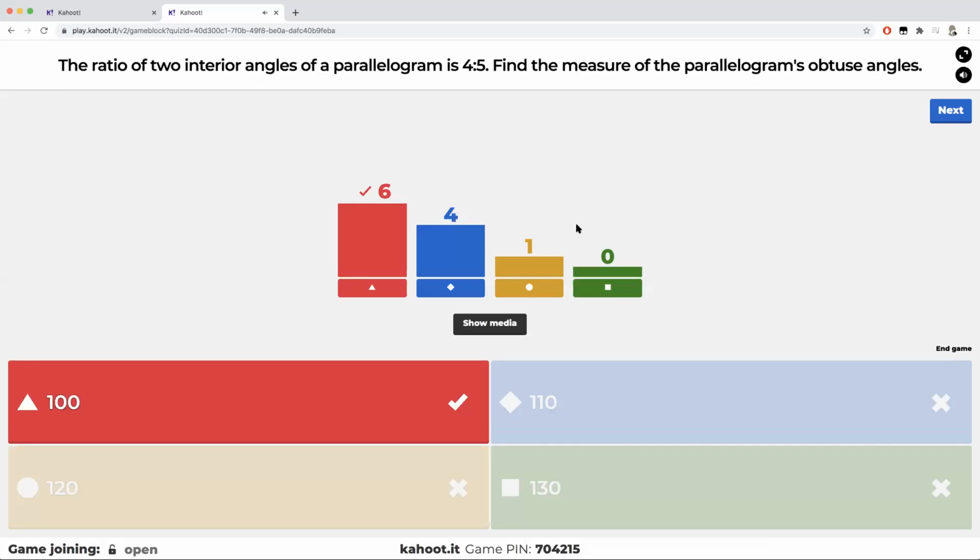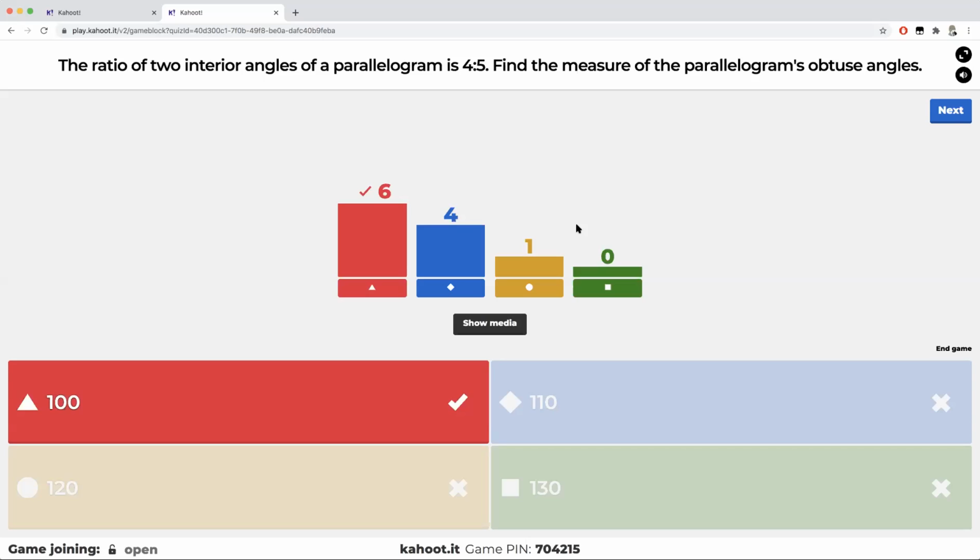So looks like we should talk about this problem. A parallelogram has a bigger angle and a smaller angle, and they add up to 180. If the ratio is 4:5, we can set x to be one part of the ratio. So we can do 4x plus 5x equals 180. Then we can solve for x, and x equals 20. So the interior angles would be 80 and 100 degrees, and the obtuse angle would be 100 degrees. So that is the correct answer.